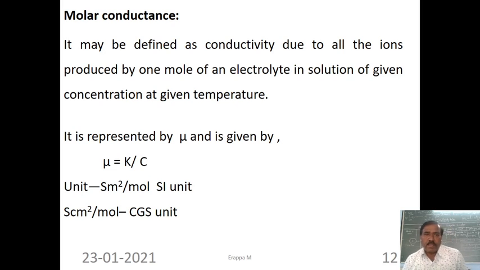Then we come to the molar conductance. It may be defined as the conductivity due to all the ions produced by 1 mole of an electrolyte in solution of a given concentration at a given temperature. It is represented by mu and is given by mu is equal to K by C. Unit for this molar conductance is Siemens meter square per mole in SI units. In CGS system, Siemens centimeter square per mole.